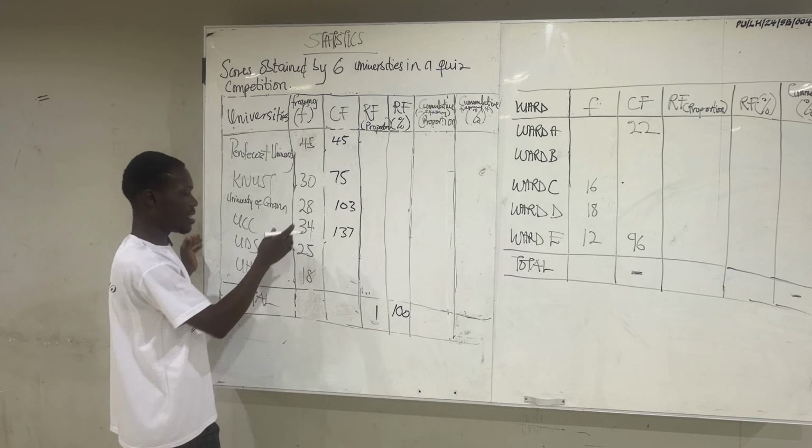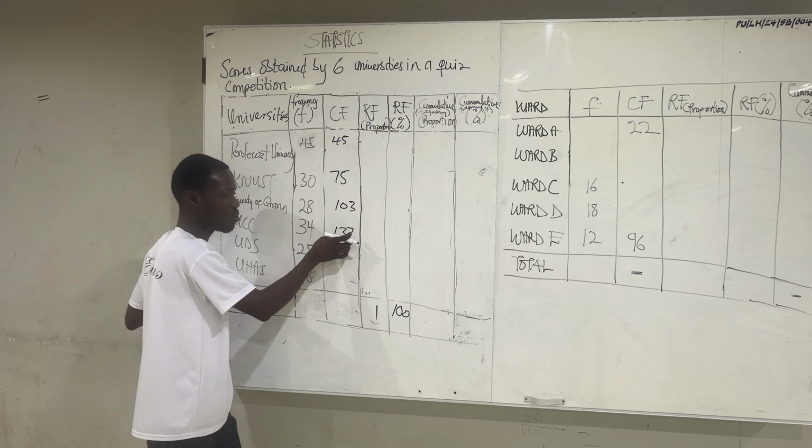That's going to give us 137. The same principle applies. So we are going to add 137 towards 25, and that's going to give us what?